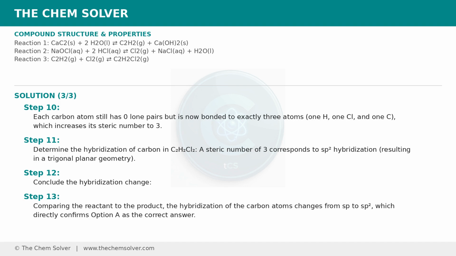Determine the hybridization of carbon in C2H2Cl2. A steric number of 3 corresponds to sp2 hybridization, resulting in a trigonal planar geometry.